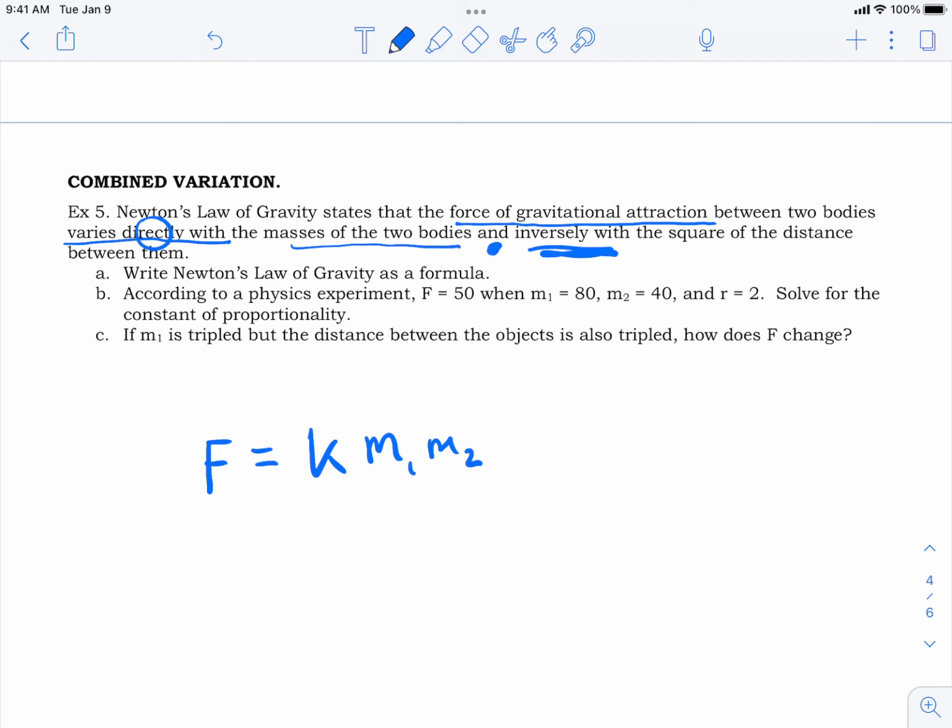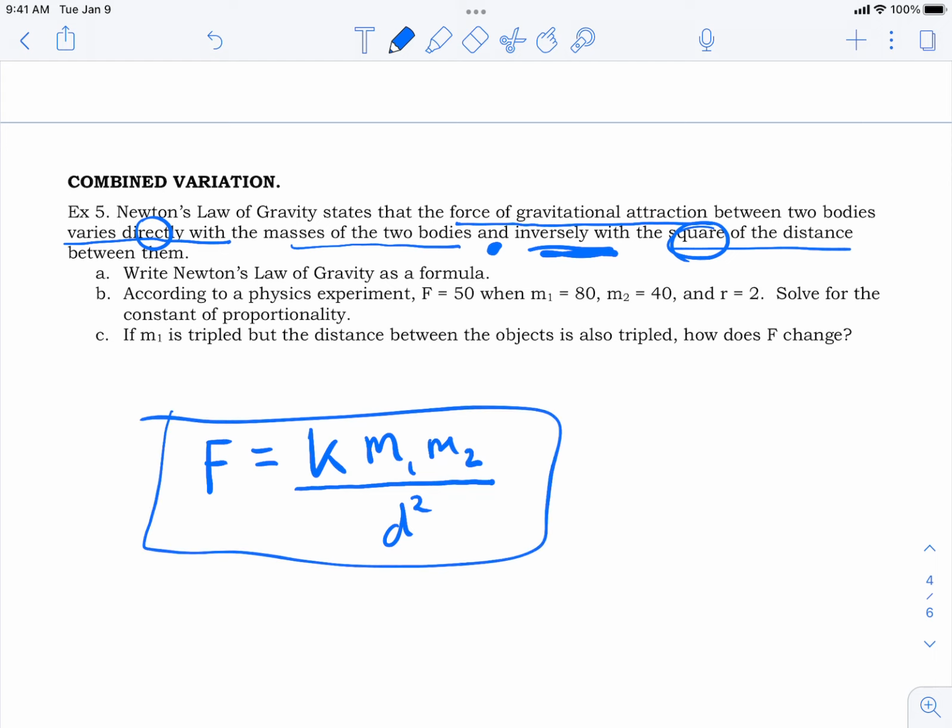So directly with the masses of two bodies, and inversely with, okay, that's where you get your fraction bar going. Inversely with means this stuff goes underneath. And be careful again. It says square of the distance between them. So I can use d for the distance between them, but it's not just the distance between them. It's the square of the distance between them, so you have to put a square on it. Here we have Newton's law of gravitation, and that's really what it looks like. Mr. Apple on his head, this is what he came up with.